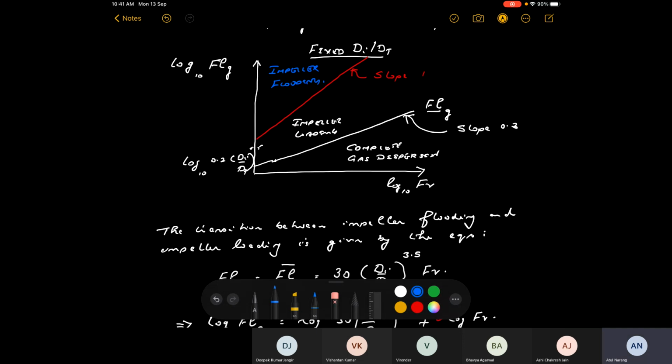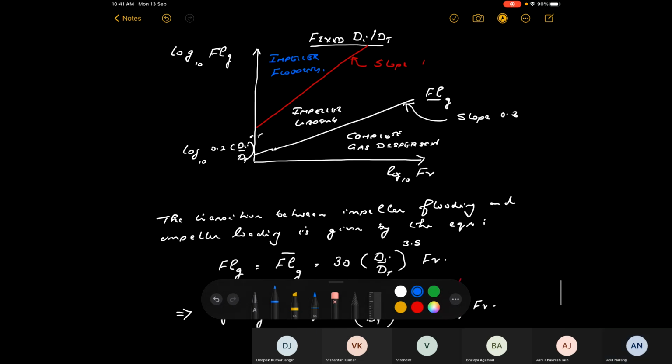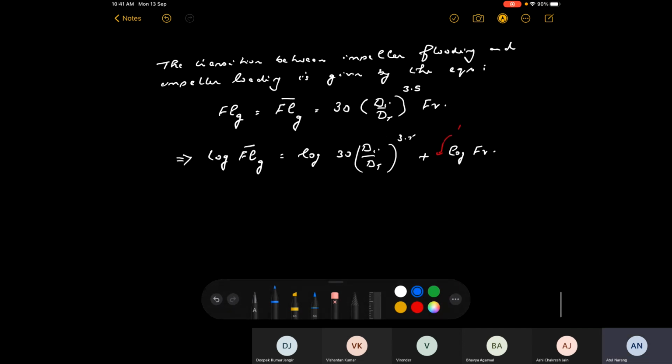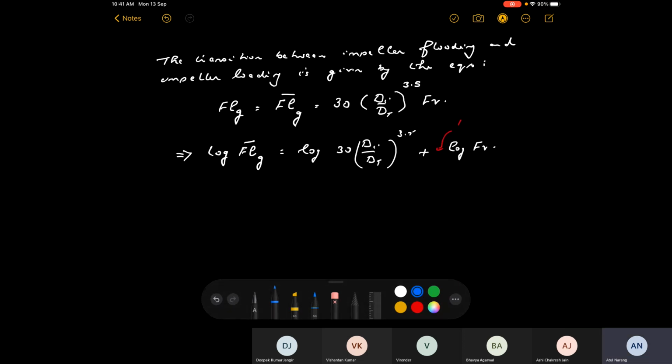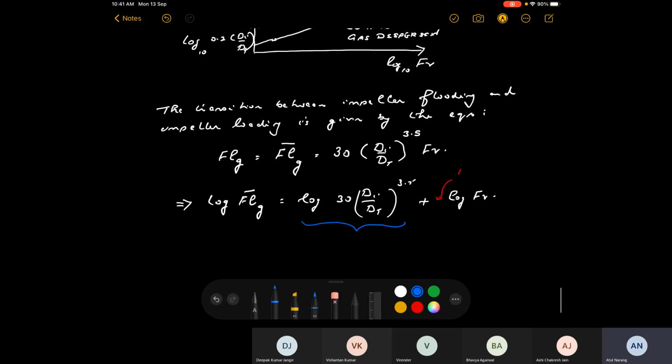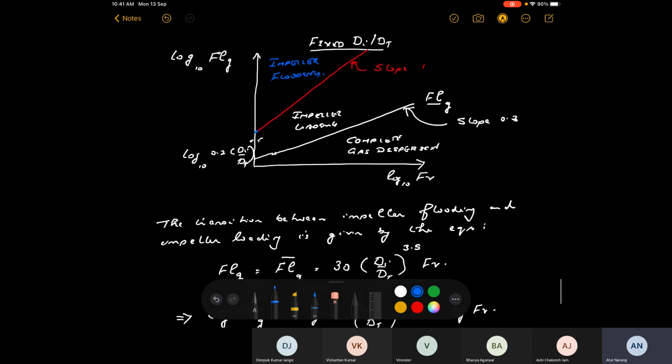Okay. So may I ask now, is that so far so good? This is the picture that we have drawn. And this will have an intercept, just do the calculation. Its y-intercept will be log of 30 di over dt to the power 3.5. So this intercept over here can also be written down.